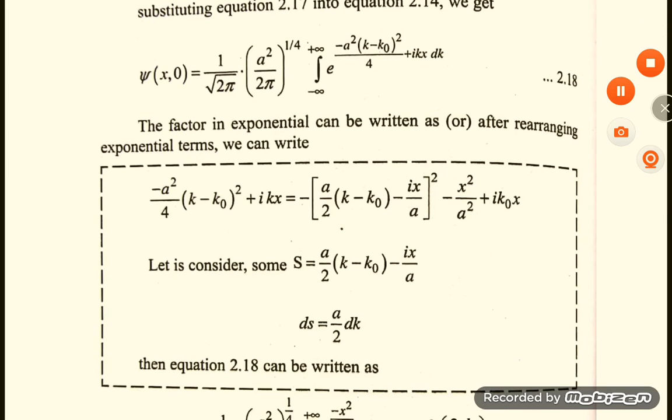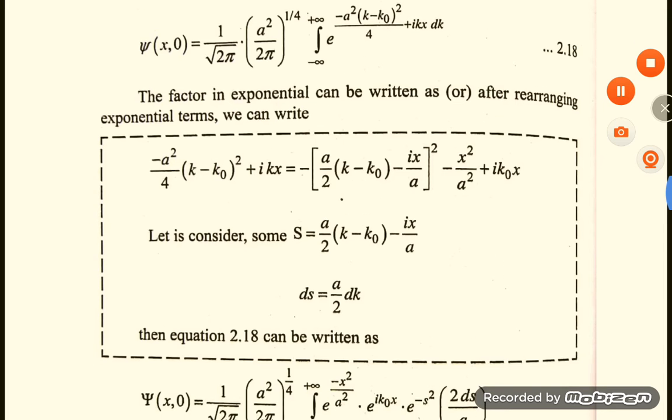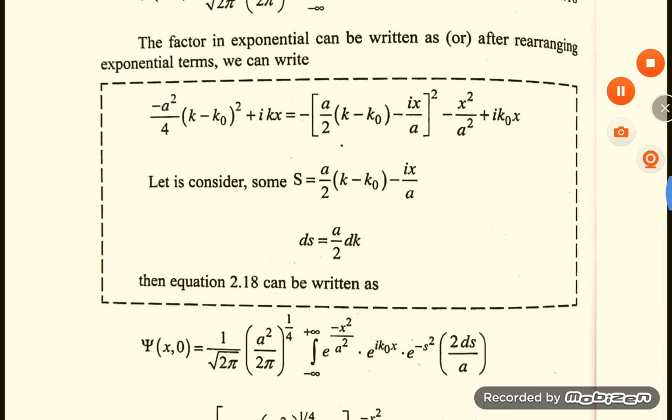So how are we simplifying this equation? Minus a square by 4 (k minus k naught) square plus ikx is equal to minus of (a by 2 (k minus k naught) minus ix by a) whole square, minus x square by a square plus i k naught x. Let us consider s is equal to a by 2 of (k minus k naught minus ix by a). So ds is equal to a by 2 dk.